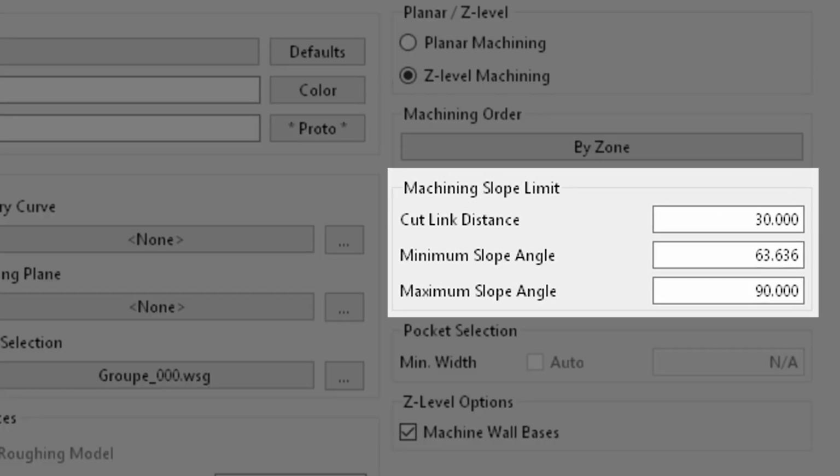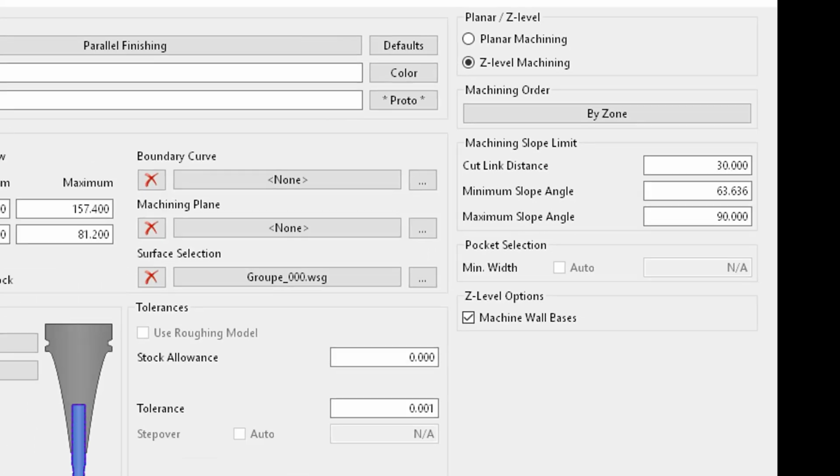WorkNC 2019 R1 introduces a min and max slope angle. This allows the toolpath to be created only where needed. This is available for both the planar and the Z-level pattern.